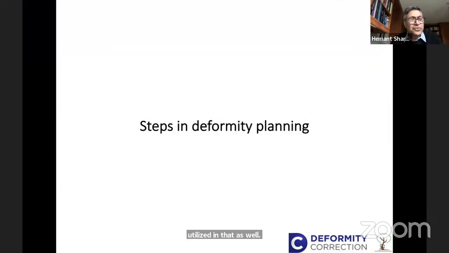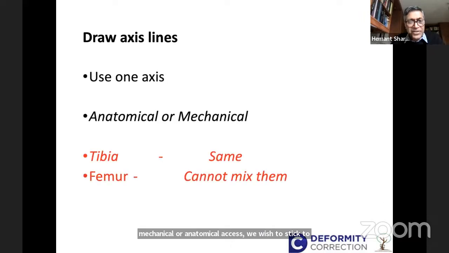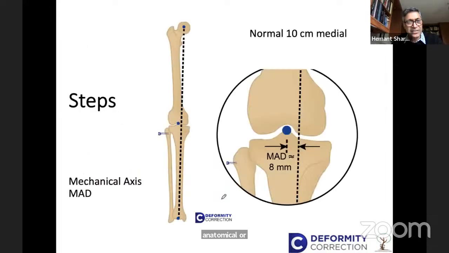Now, what I'll do is I'll run through a few steps, just to emphasize the steps in planning, so that it keeps things simple. And again, when we are planning anything, either mechanical or anatomical axis, we must stick to one axis. In the tibia, although it is the same, it doesn't make a difference. And usually, mechanical is easier because periarticular deformities can be easily identified. In the femur, it is very critical that we do not mix the two axes, and whichever axis we plan, either anatomical or mechanical, we should stick to that. Otherwise, we'll have disastrous results.